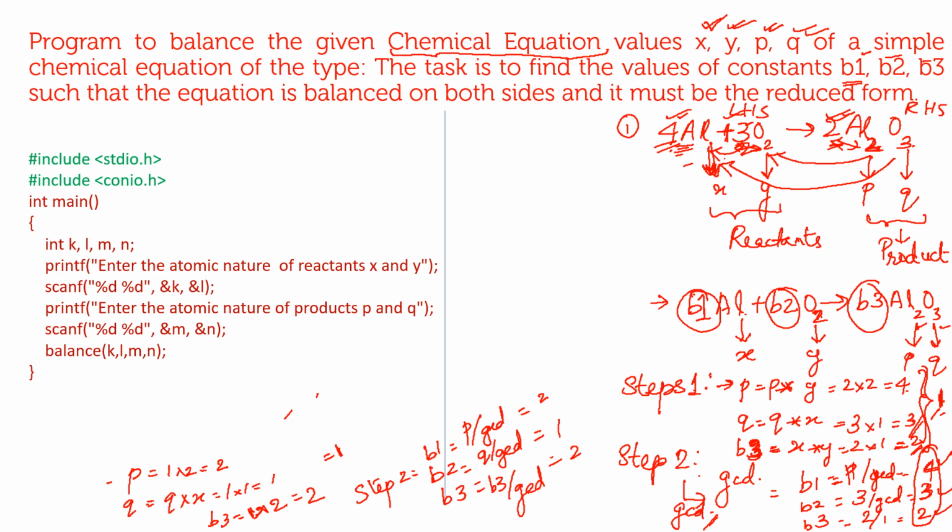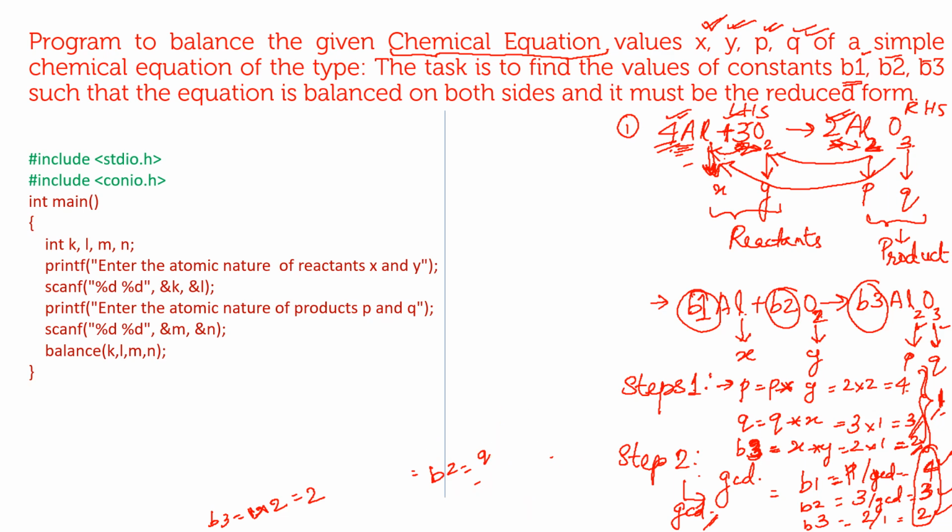Okay, so let me start the program. So how will your program start? I have told you you have 2 steps to be followed. So there are 2 function calls. One is to find out the parameters, that is the modified value for p, q and b3, and the second one is to find out the value for your GCD. Okay, so let me start the program.